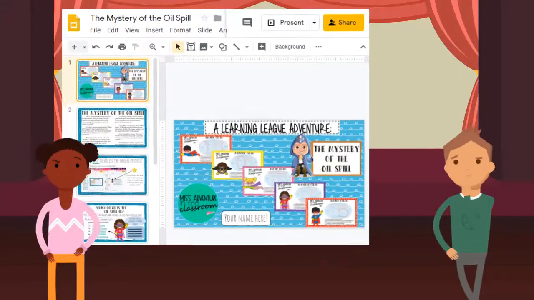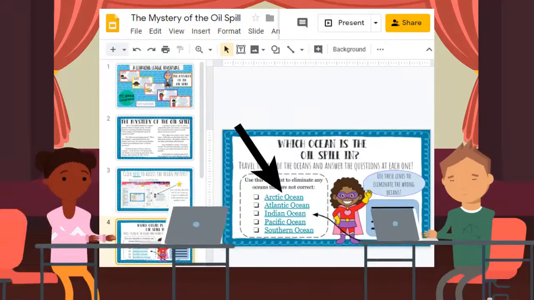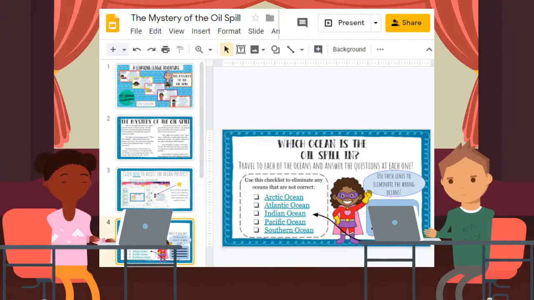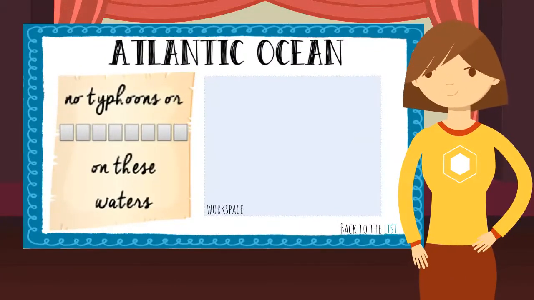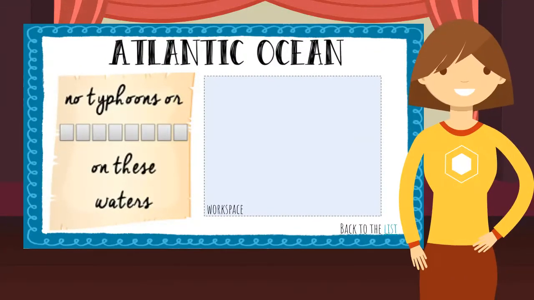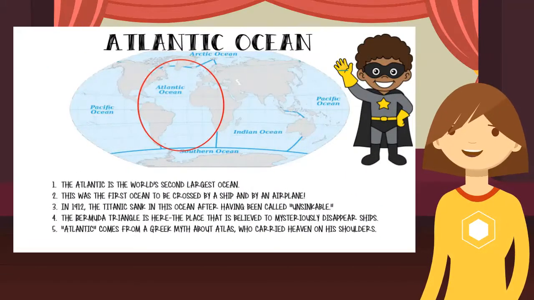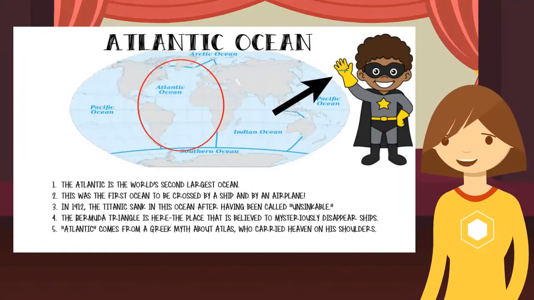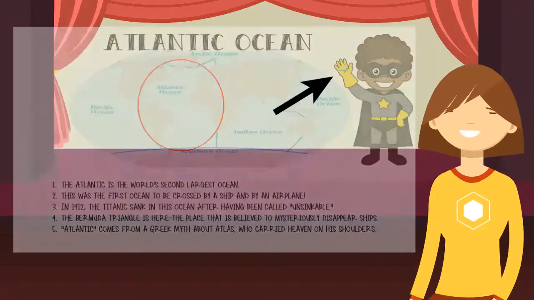In the booklet slides, page 4 has a list of all the oceans. They can click one to head to its clue. They can go in any order. Let's go to the Atlantic clue first. Here, they'll have the clue to solve and a workspace to type in if they need it. Then, they'll go to the Atlantic poster in their other window. They will click the star on the Learning League's hand, and that will take them to the slide deck with the math problems to solve the clue.